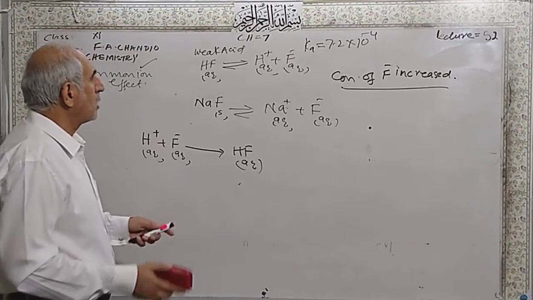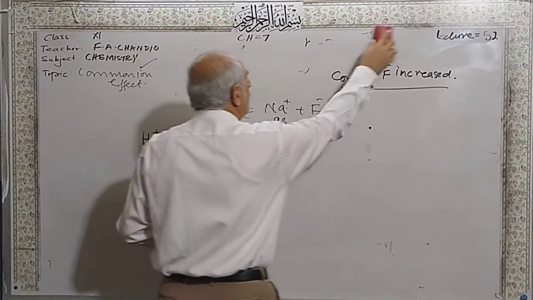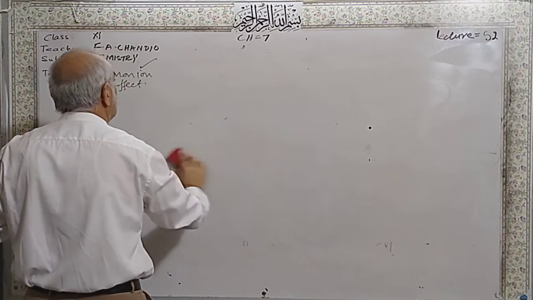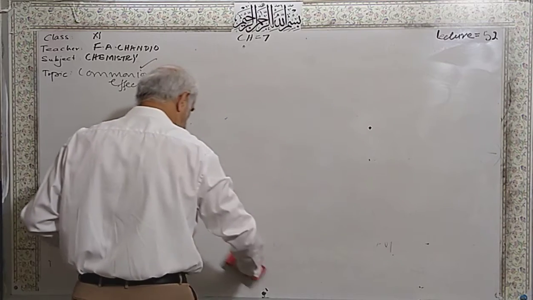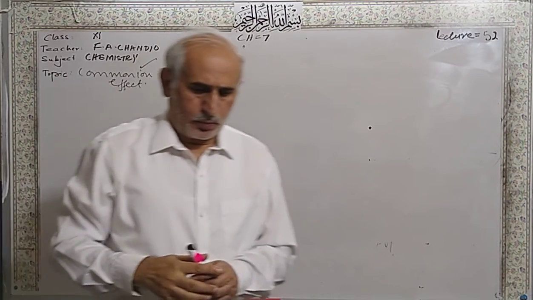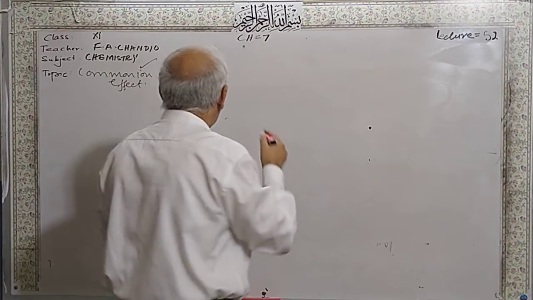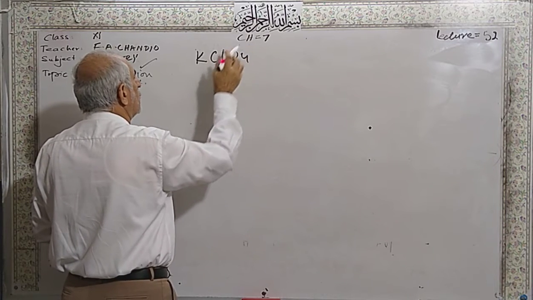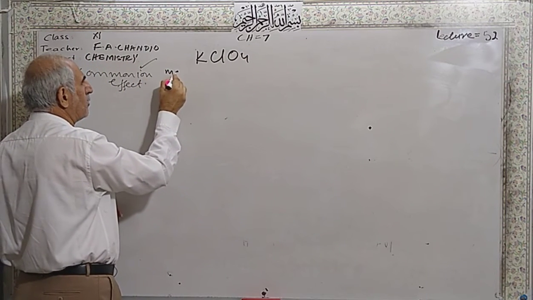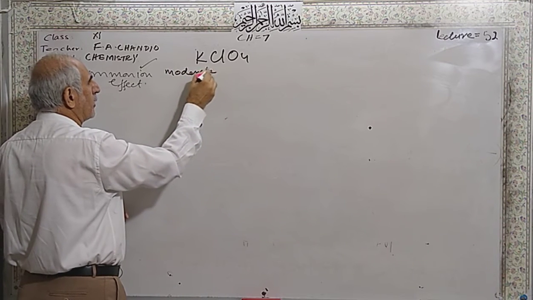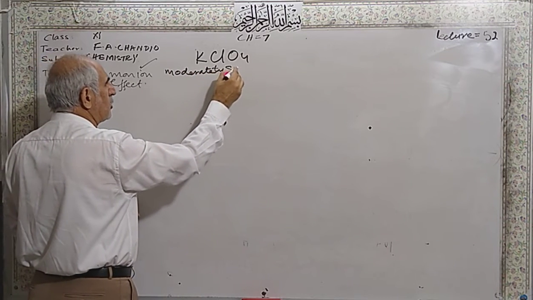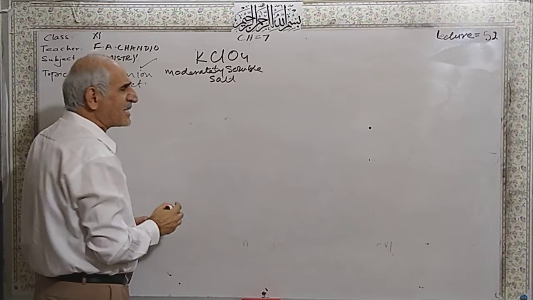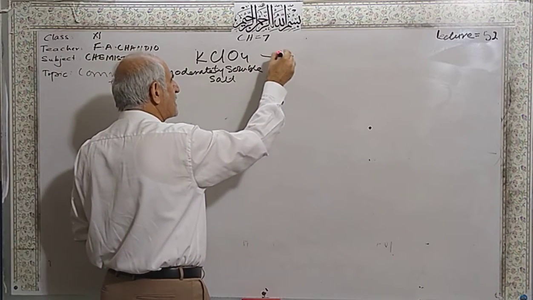So you can understand more, I am giving another example. Potassium perchlorate. Potassium perchlorate is a moderately soluble salt, meaning less soluble. It is a less soluble salt.